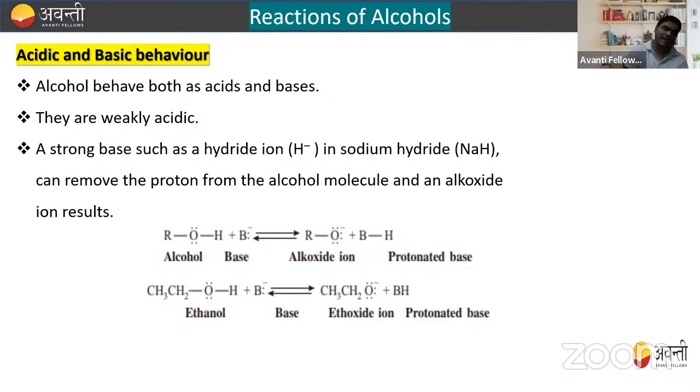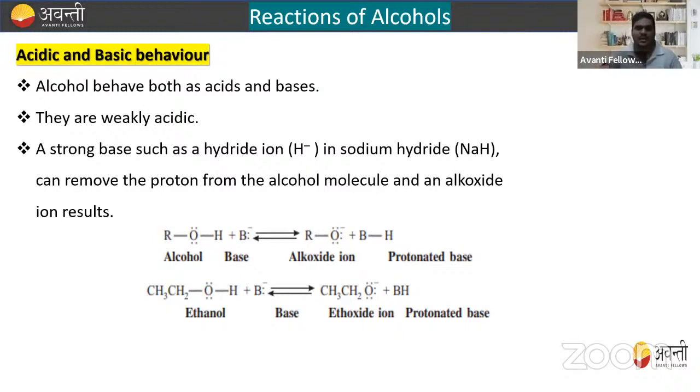So basically, alcohol shows both acidic and basic behavior. Alcohol behaves both as an acid and a base, and they are weakly acidic. They react with a strong base such as the hydride ion in sodium hydride, NaH. The hydride ion is actually a strong base, and it can remove the proton from the alcohol molecule, and an alkoxide ion is the result.